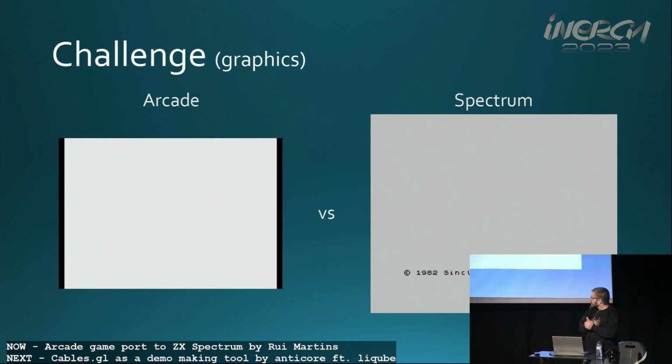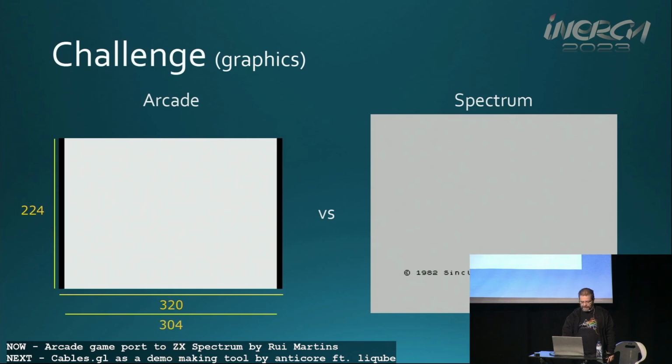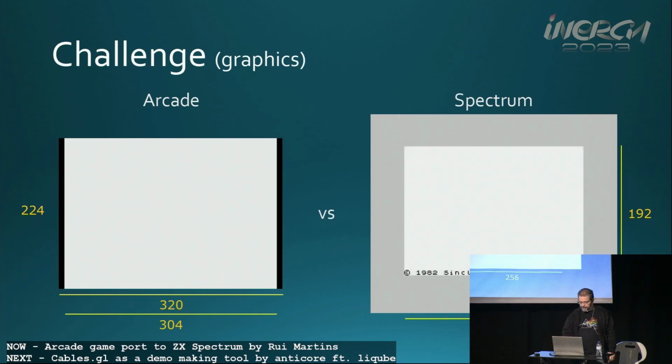So going back to the challenge regarding graphics, we have on the left side the arcade and the Spectrum on the right. Although this seems like a smaller screen on the Spectrum, we are seeing also the border. So the resolution is slightly higher on the arcade. We have 320 on width that we'll have to cut somehow to 256. And you will see the changes because the screen of the Spectrum is only the area that is now marked in light white.